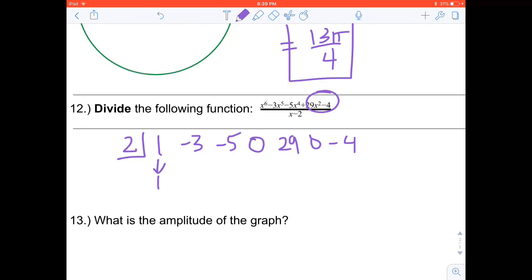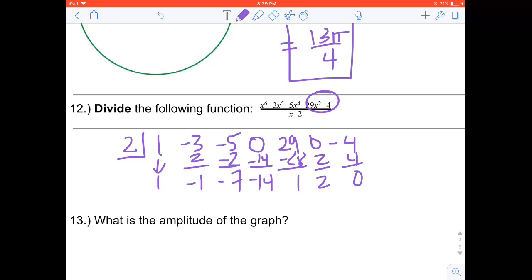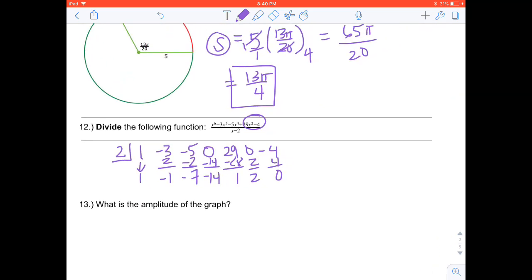Bring down the 1. 1 times 2 is 2. Minus 3 is negative 1 times 2. Just keep going. That's negative 14. Gives me negative 14 times 2 is negative 28. Gives me positive 1, 2, 4, and 0. So my remainder is 0, which is nice. So that means that x minus 2 is technically a factor. We're not really looking for that in this question, but just pointing that out there.